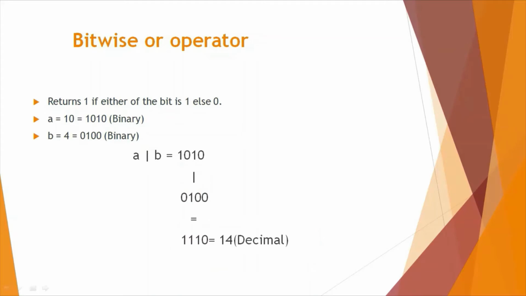Here we have the bitwise OR operator. It returns 1 if either of the bits is 1, else it returns 0. This is how we write 10 in binary, 1010, and 4 in binary, 0100. To perform the OR operation between A and B, we write 1010 OR 0100. It returns 1 if at least one bit is 1. So 0 or 0 gives 0, 1 or 0 gives 1, 0 or 1 gives 1, and 1 or 0 gives 1. This is equal to 14 in decimal. That's why we got 14 in our PyCharm last time we ran that code.